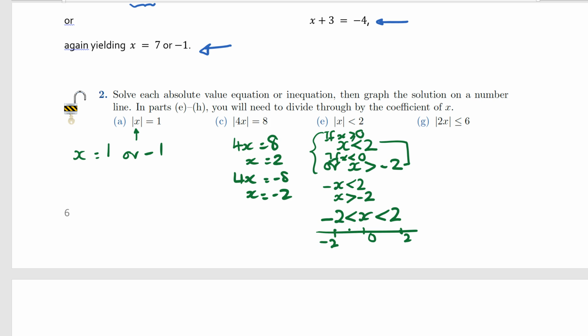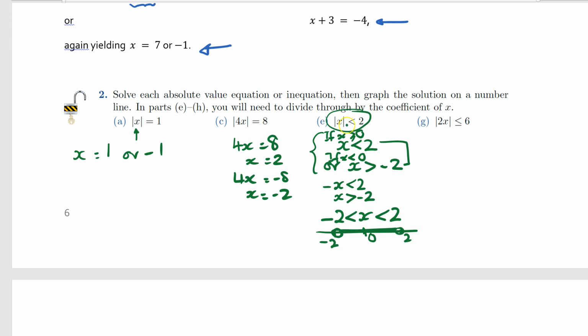Now that is possibly, for some, more easily understood by our definition of mod as a distance. Because what this is saying is that the distance from the origin to x, or from x to the origin, doesn't matter too much how we think about distance, is less than 2 units. So that means anywhere out to +2 or anywhere out to -2 would satisfy. And if we were plotting it on the number line, we'd have open circles there and the solid line in between.